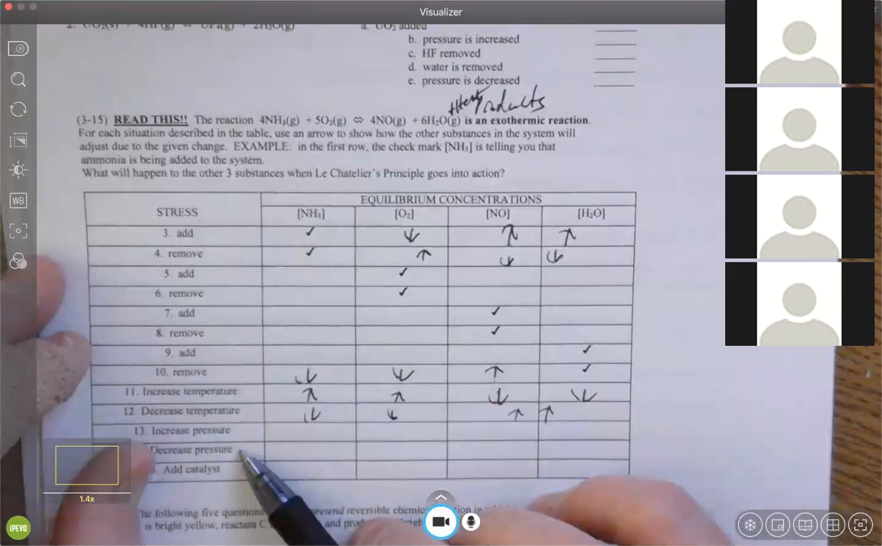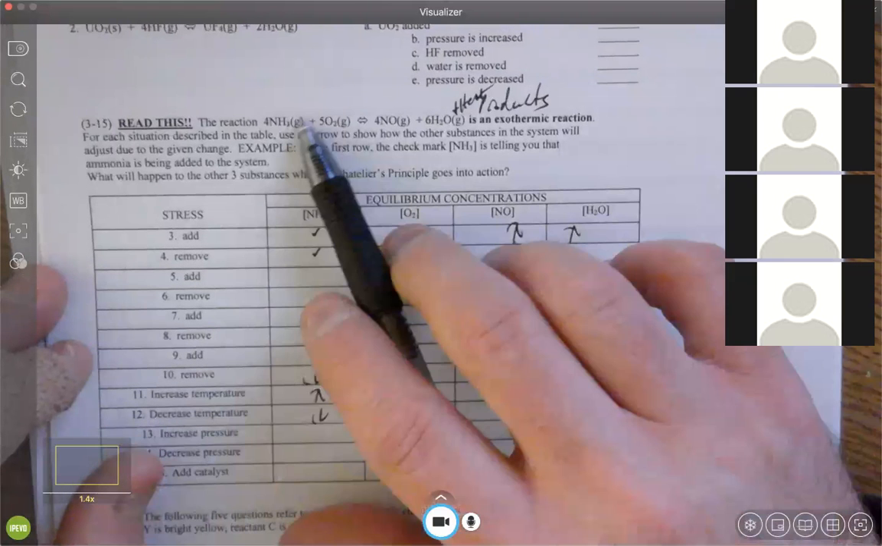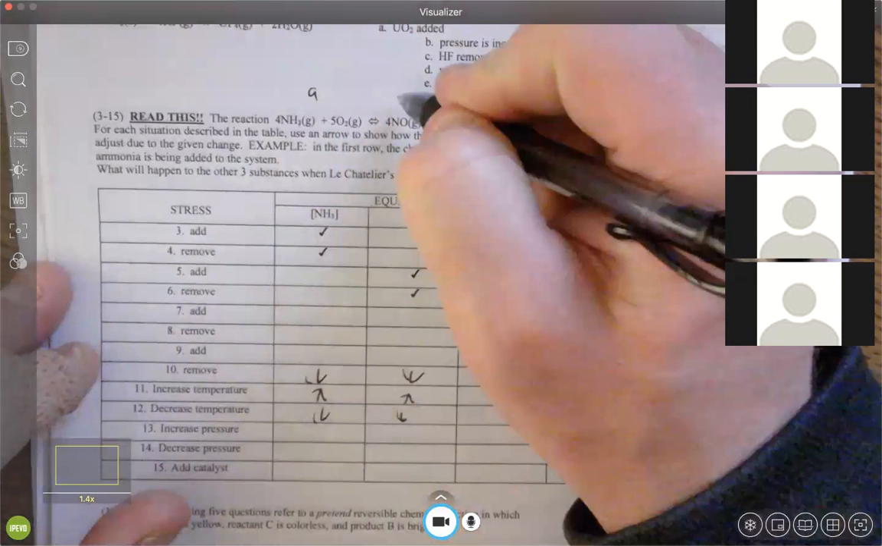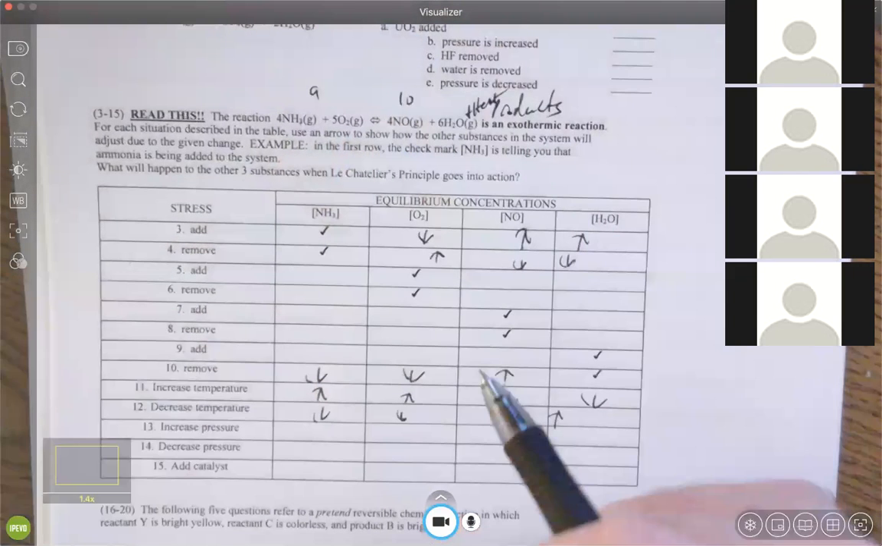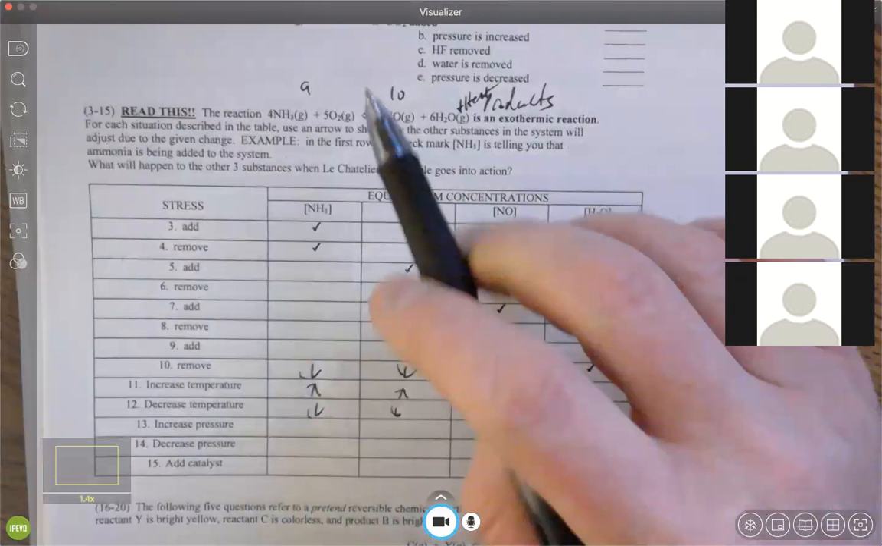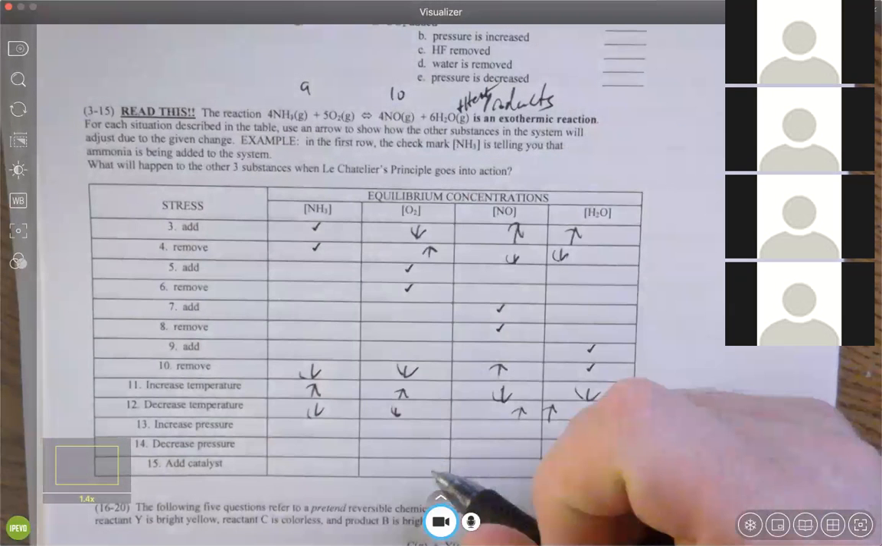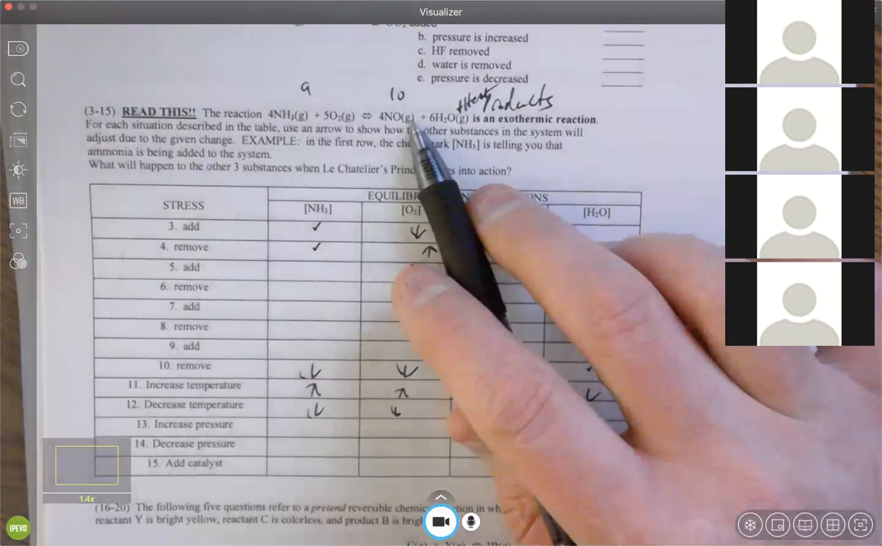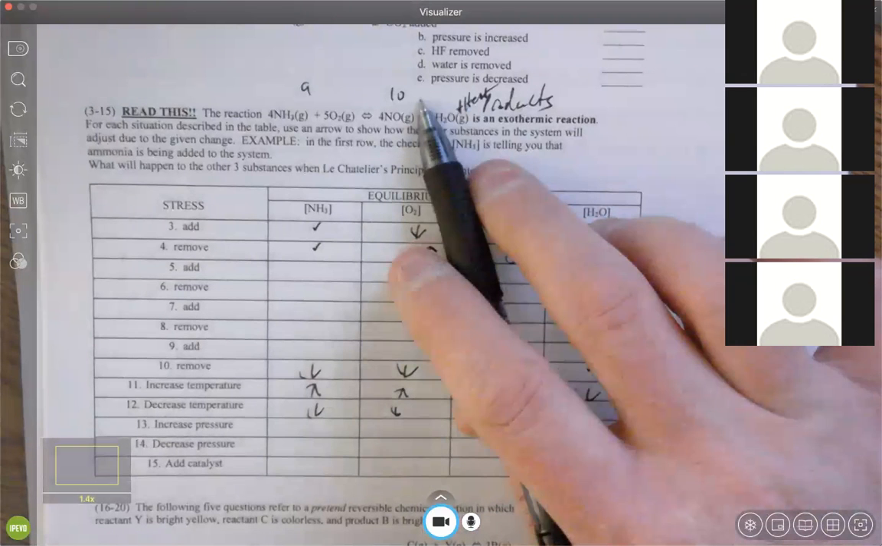Again, pressure is a weird thing. You've got to look at moles. We have 4 and 5, so that's 9. We have 4 and 6, that's 10. So at STP, which of these takes up more space? Well, the products would take up more space, because any 1 mole at STP takes up 22.4 liters of space. The product will take up more space.